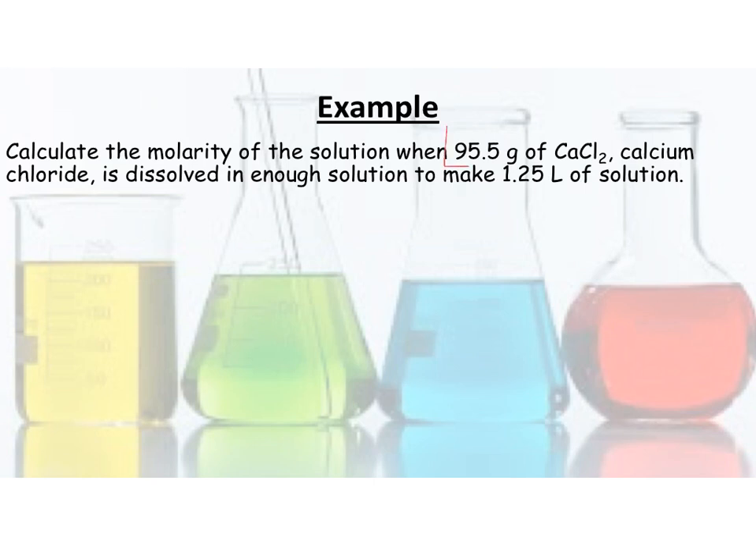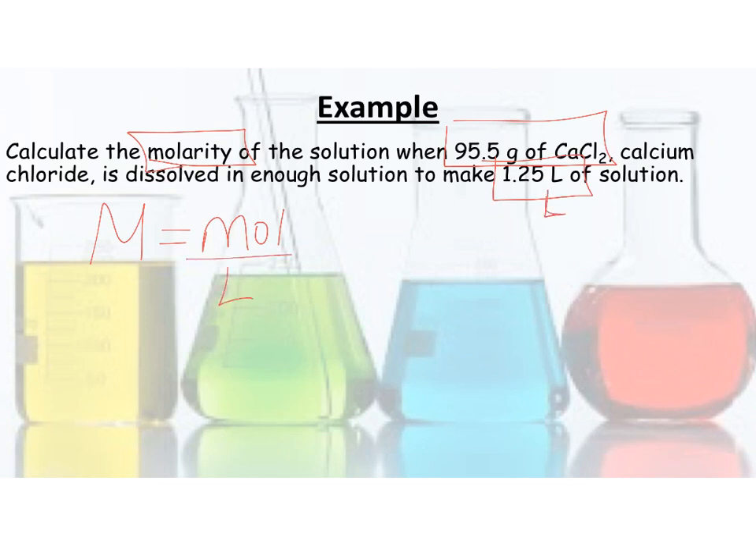It tells us we have 95.5 grams of calcium chloride and 1.25 liters. We need to calculate the molarity. Remember that molarity equals moles of the solute over liters of the solution. I definitely have my liters right here. I need my molarity, but all I have are grams. So I need to get those grams to moles.